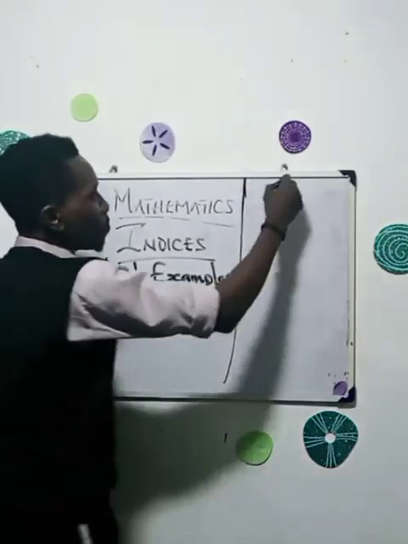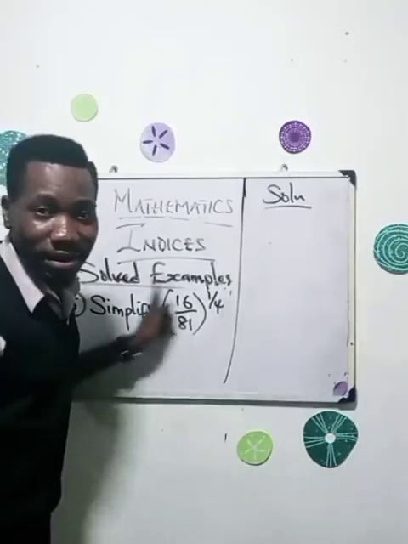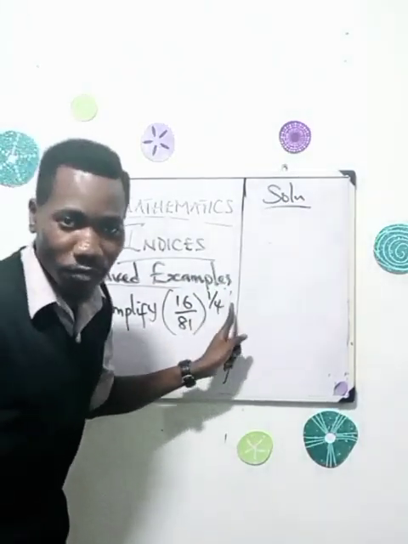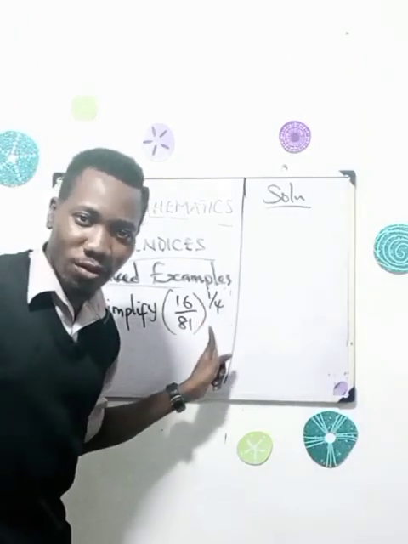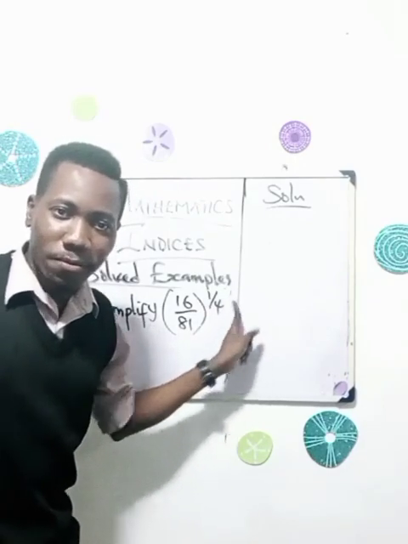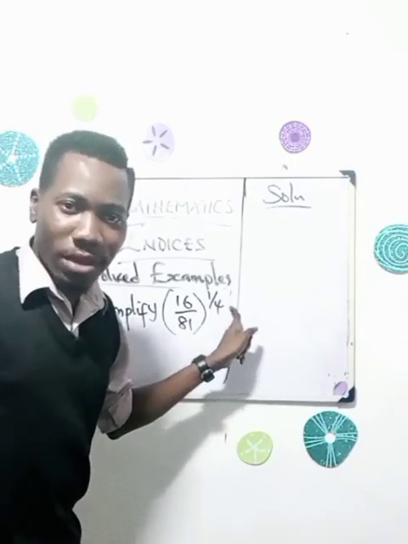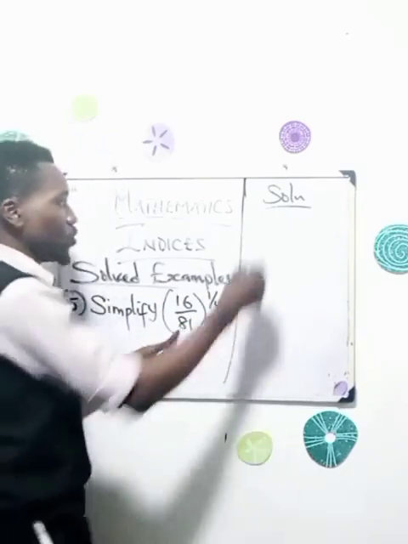Okay, let's solve. Solution. So 16 over 81, all raised to the power of 1 over 4. See why it's in the bracket? This raised to the power of 1 over 4 affects 16 and also affects 81. Now, the rule says when you have a fraction as a power, what happens? The denominator, the number down, becomes the root, right? And 1 becomes your power.